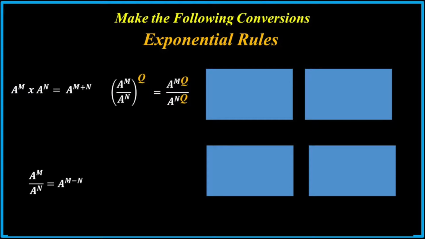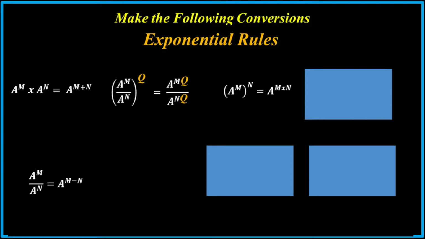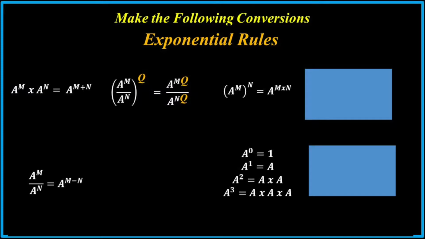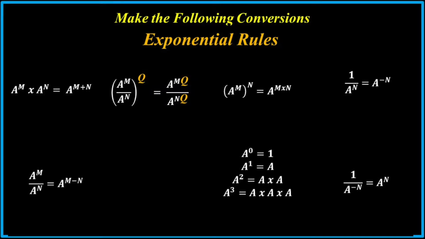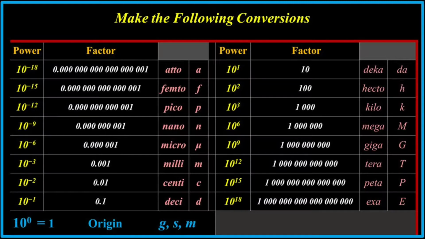If I raise a ratio to q, it would be a to the mq over a to the nq. So you're distributing the q to both the numerator and the denominator, just like as if I have just a to the m raised to the n, it would be a to the m times n. Here are some very simple rules that should be self-explanatory, except that a to the 0, anything to the 0 equals 1, and a to the 1 equals a, etc. Now, if I take the reciprocal of a base, I take the additive inverse of the exponent. So 1 over a to the n is a to the negative n, and 1 over a to the negative n is a to the positive n. Reciprocal, additive inverse.